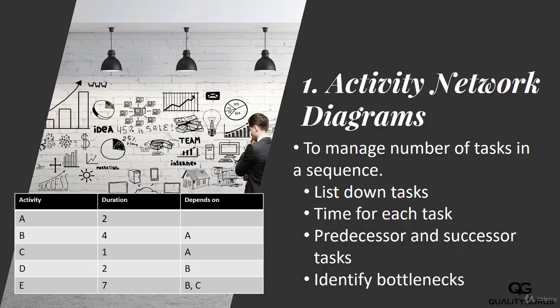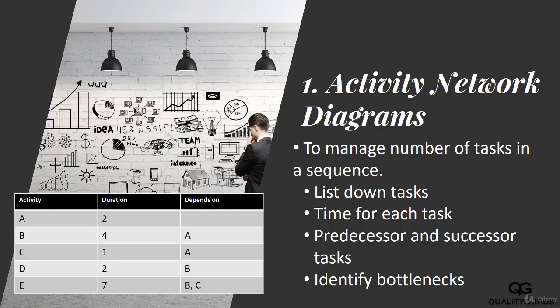For example, to start making a building, you need to finish the foundation. And once you have made the building, then you can go for the roof. So all these activities are linked to each other. The predecessor activity is the one on which this particular activity depends, and the successor activity is the next activity.